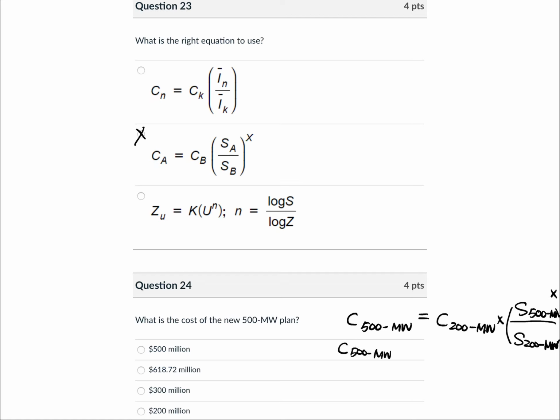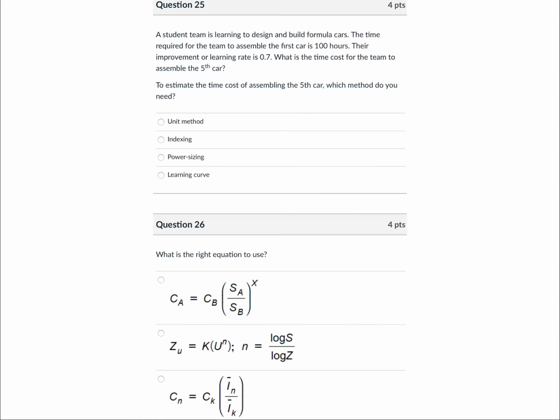Okay, so C of the 500 MW plant, the cost equals 300 million times a ratio which is 500 over 200, okay, to the power of 0.79. So this is gonna be 618.72 million US dollars. So this is your correct answer.